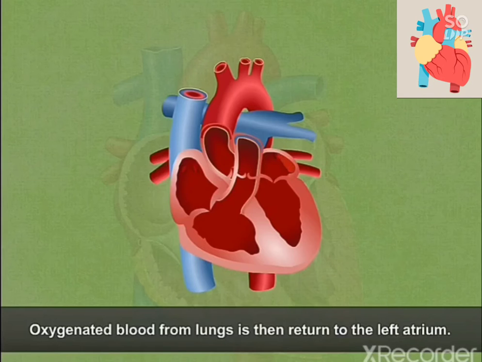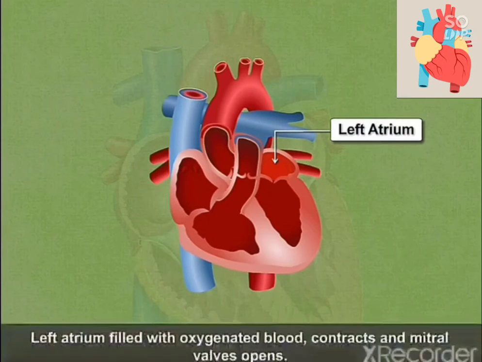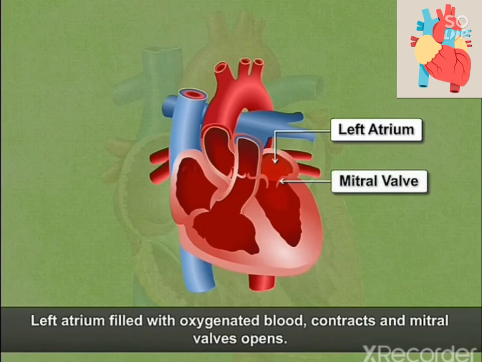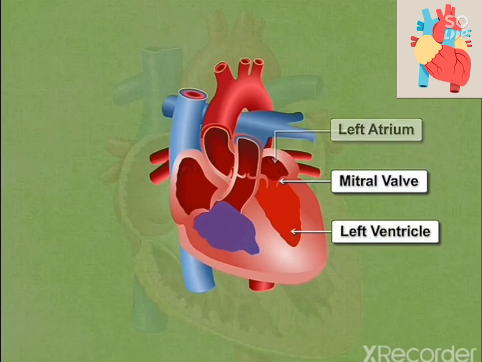The oxygenated blood from lungs return to the left atrium of the heart through the pulmonary veins. When the left atrium is filled with oxygenated blood, it contracts and mitral valve opens and blood is pumped into the left ventricle. This occurs at the same time as the right atrium pumps blood into the right ventricle on the other side of the heart.